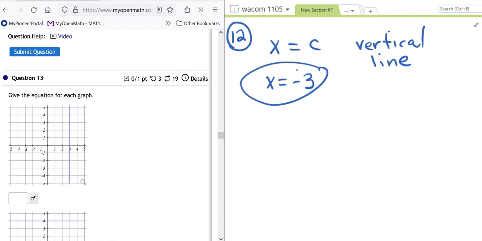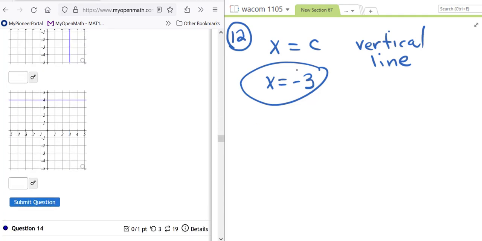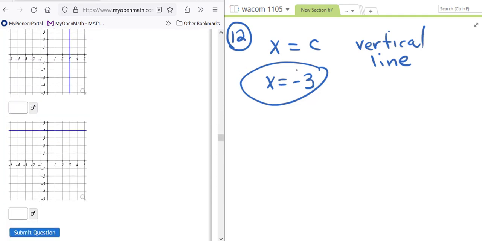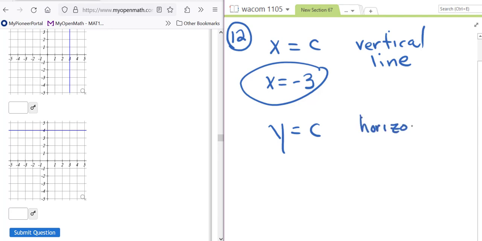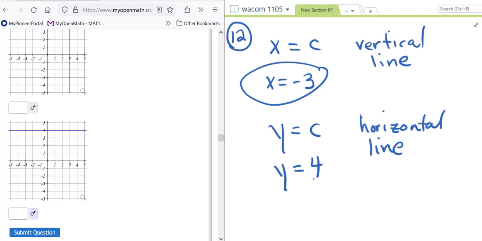Okay. And then this one is the other special line, right? It is horizontal, and a horizontal line is y equals some constant. And that's always true. So this will be y equals 4. Y is 4 all across that line. And for your equation, you would need the whole thing.